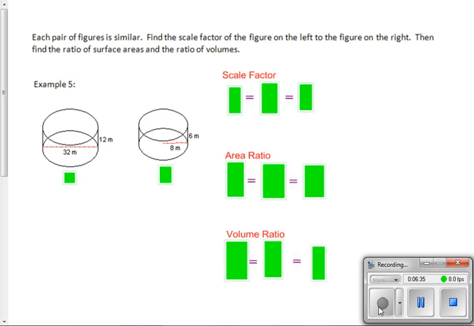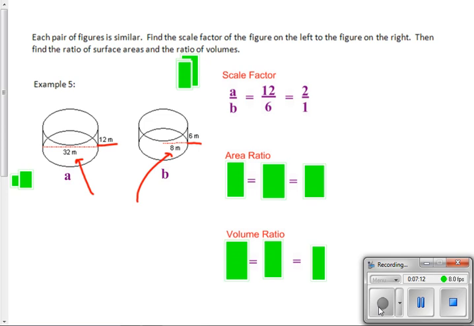Example 5, for the figures given, you're going to use the scale factor again from left to right, and you're going to find the ratios of surface area and the ratios for volume. So the first thing, again, name them A, B. Our scale factor that we would want to find here, dealing with the information given, we're given side lengths or radiuses and diameters, and we would want to go ahead and find the scale factor of these similar figures. I'm going to go ahead and use 12 and 6 here. The reason why I'm using 12 and 6 is then I don't have to do any conversion, as you're given a diameter and a radius. So 12 over 6, the scale factor of the side lengths would be 2 to 1, so 2 meters to 1 meter.